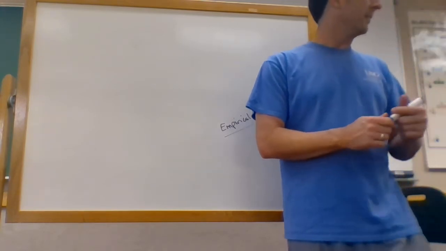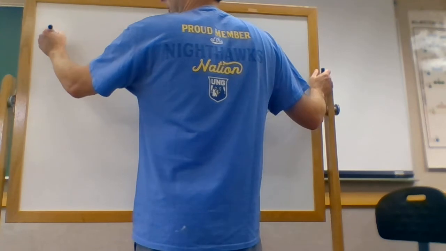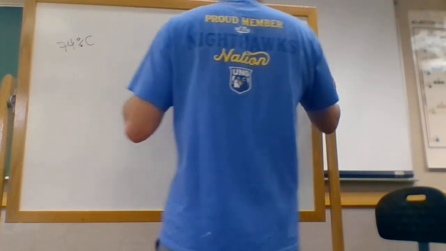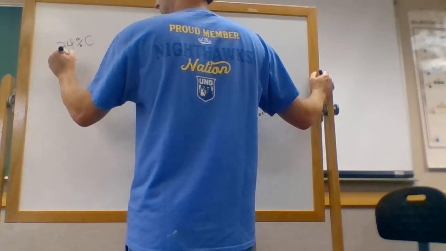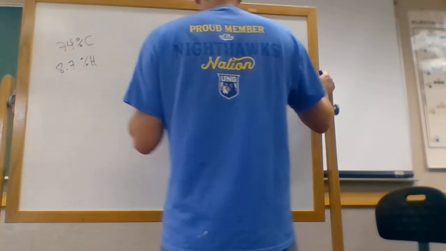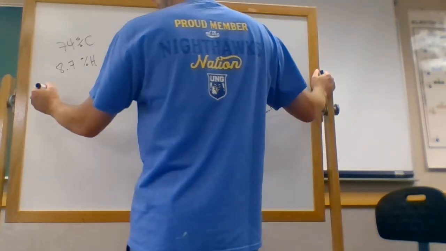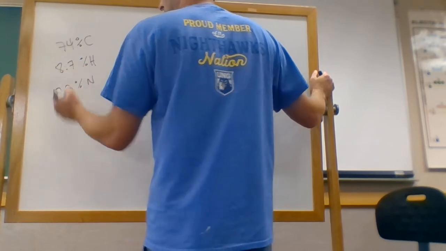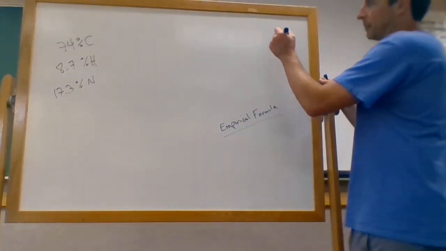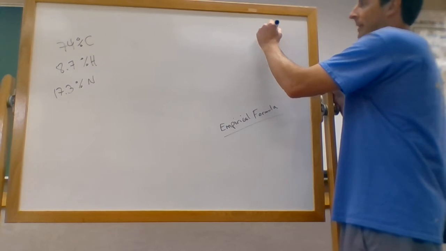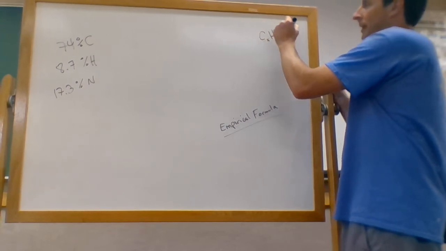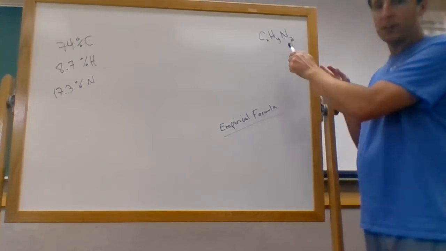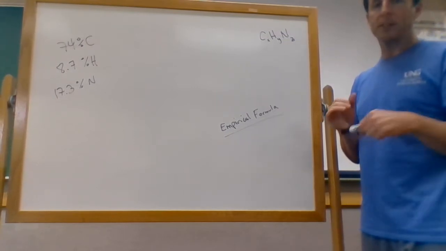So the problem given, we have a compound that is 74% carbon, 8.7% hydrogen, and 17.3% nitrogen. Okay, and we know the formula has to be CxHyNz, where we don't know what x, y, and z are, the subscripts that go underneath each element, so we need to solve for those.